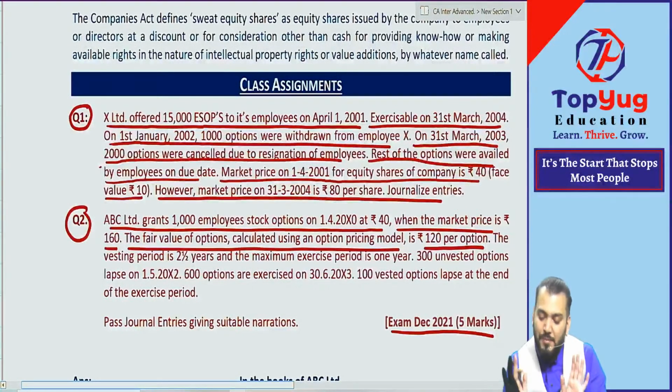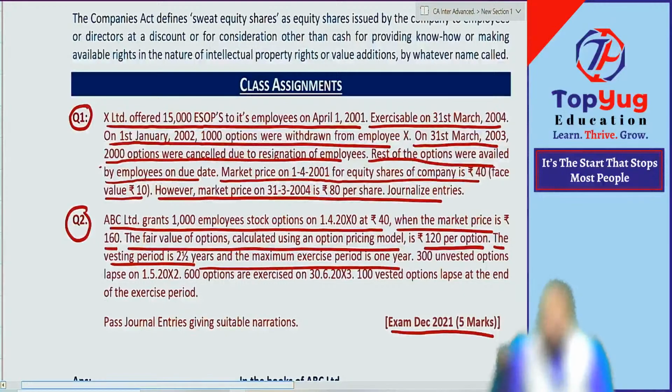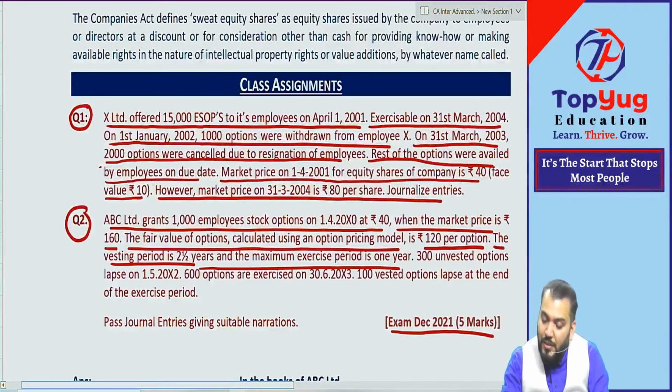But now we are expecting that they may ask a question on fair value, and I have given the concept of fair value. The vesting period is 2.5 years, and the maximum exercise period is 1 year. So the exercise period will start after the vesting period, means after completion of the vesting period.